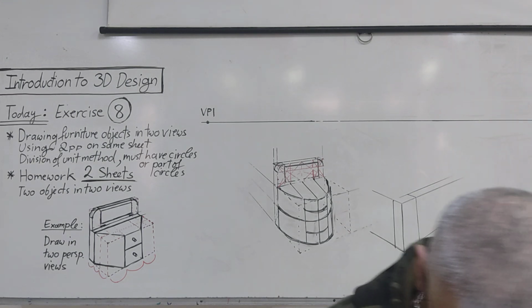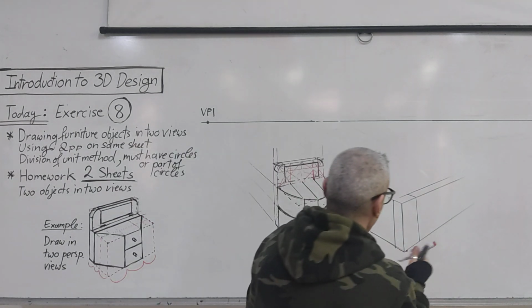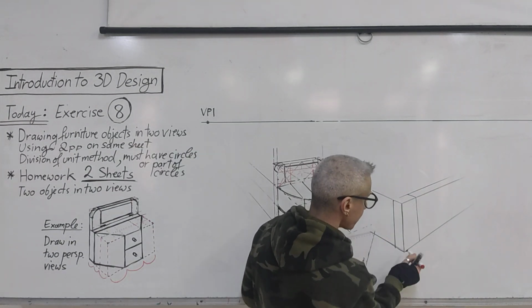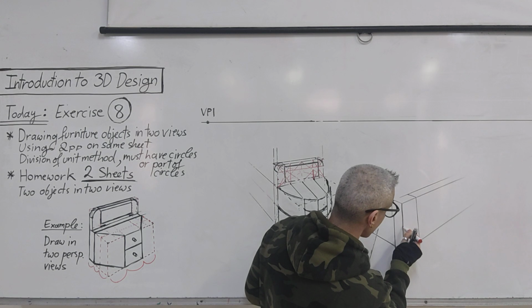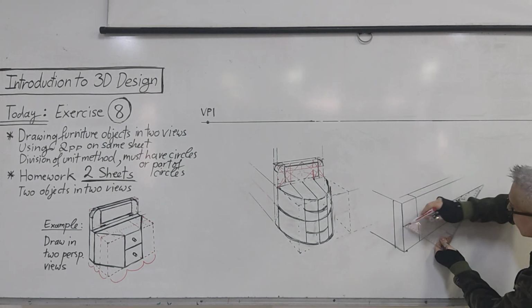Where is the pen? Oh. Okay. So the center point, where is it? Okay, find it. And take to the vanishing point.